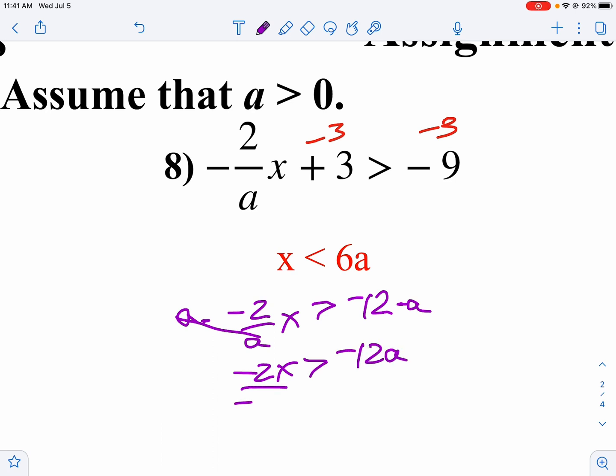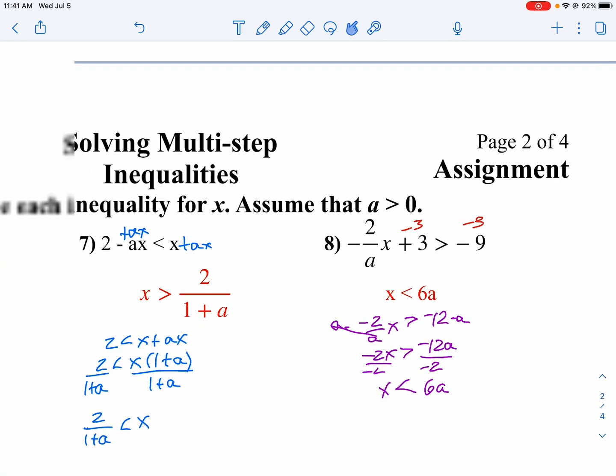Then I'll divide both sides by negative 2. And since you're dividing by a negative, we flip the sign. So I get x, negative 12 divided by negative 2 is 6. So x is less than 6a.